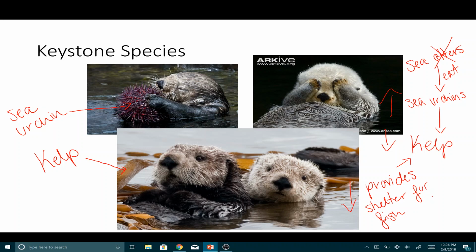The keystone species is really key to the survival of that ecosystem. You'll notice that if the keystone species is removed, a lot of times the ecosystem can change drastically. Vegetation can change. In the case of the wolves being reintroduced to Yellowstone National Park, that's another example of keystone species. The vegetation actually changed because they were eating the elk.